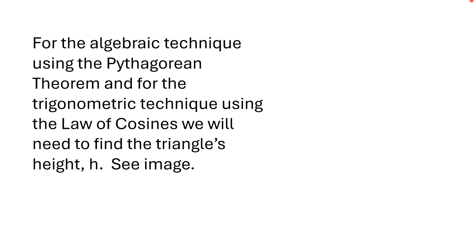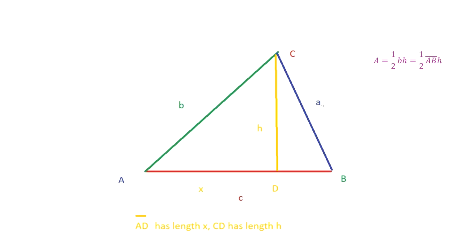Okay, well, that was the first technique, and it was simple and straightforward. For the algebraic technique, we're going to use the Pythagorean theorem twice. And for the trigonometric technique, we're going to use the law of cosines, and we will need to find the triangle's height. And so I'm going to show you an image here of our triangle.